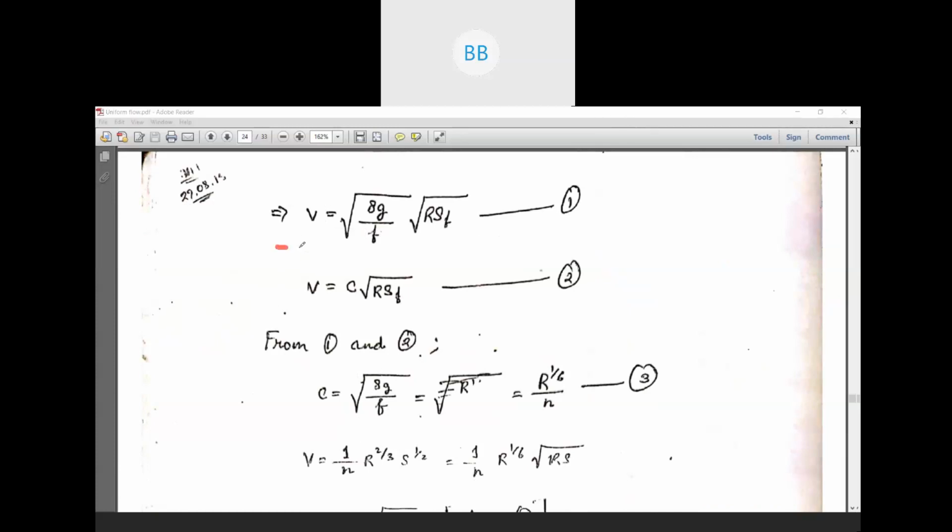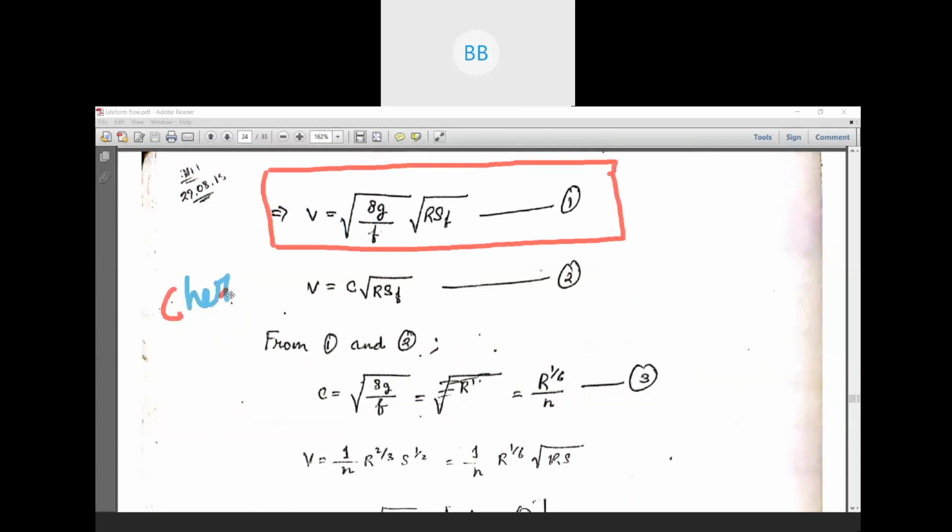So this equation we have already written, that is equation number 1. So now we are using Chezy's equation. So we all know Chezy's equation for velocity is V equal to C multiplied by root over R into SF. You can write SB, it's up to you. So this is our Chezy's equation.